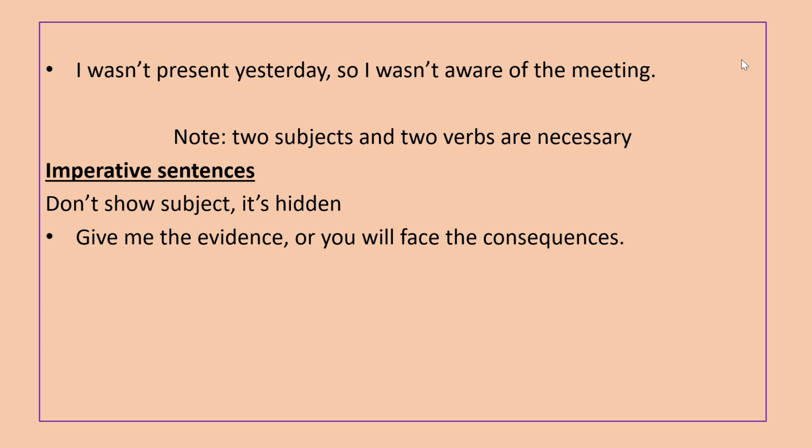Give me the evidence or you will face consequences. The first part of this sentence, give me the evidence, doesn't have a subject. It is an imperative sentence. So, we assume that the subject here is you. You give me the evidence or you will face the consequences. So in imperative sentences we just assume that we have a certain subject. It can be you, it can be she, it can be he, etc.